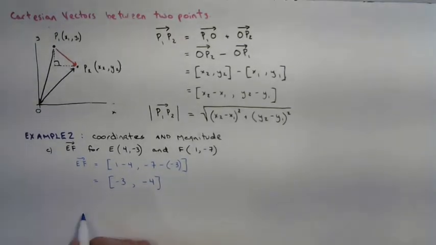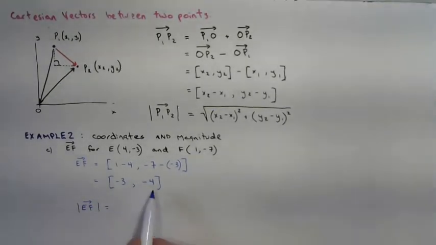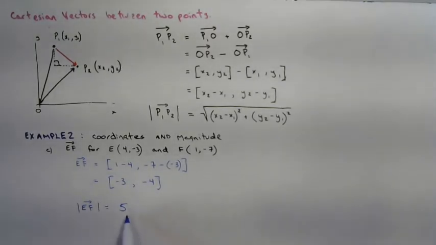And now for the magnitude, I already know this is going to end up being a 3, 4, 5 right angle triangle. So 3 squared plus 4 squared, 9 plus 16, that's 25, the square root of that is 5, okay? 3, 4, 5 right angle triangle, where the magnitude of the position vector EF corresponds to the hypotenuse of this right angle triangle.